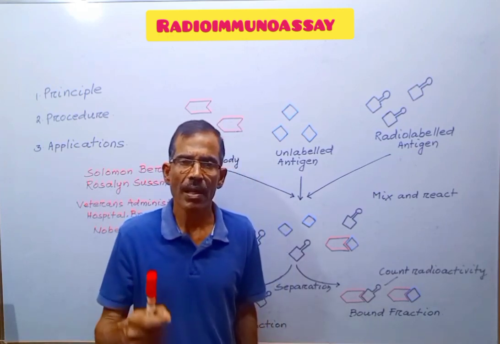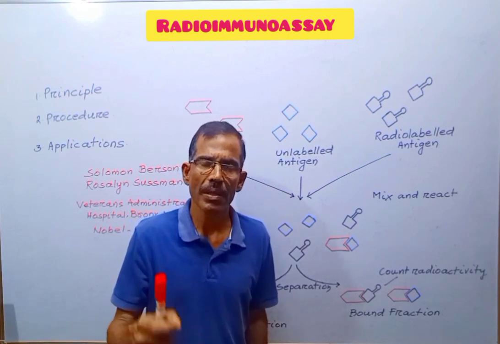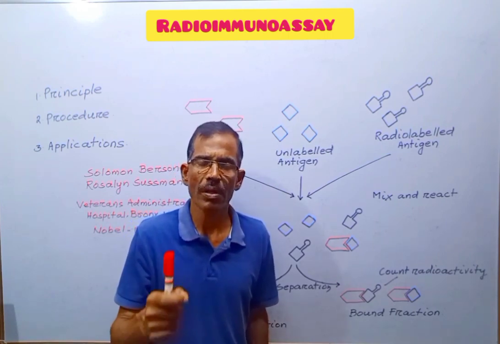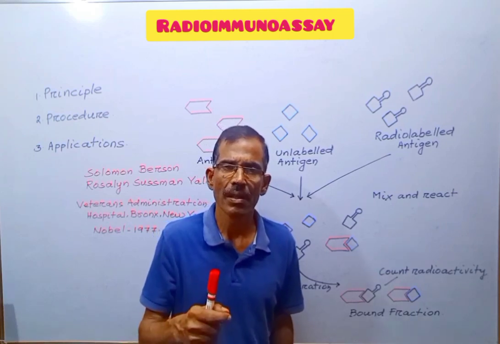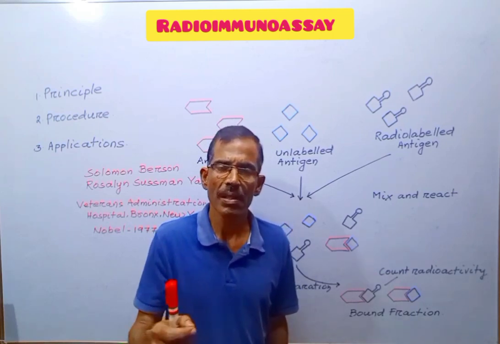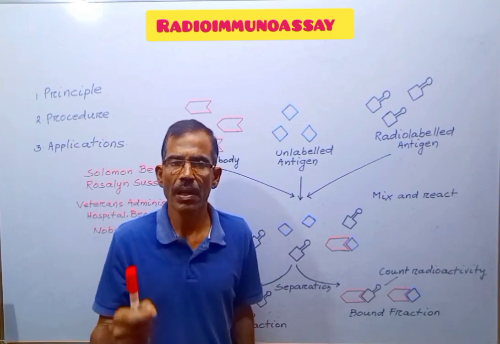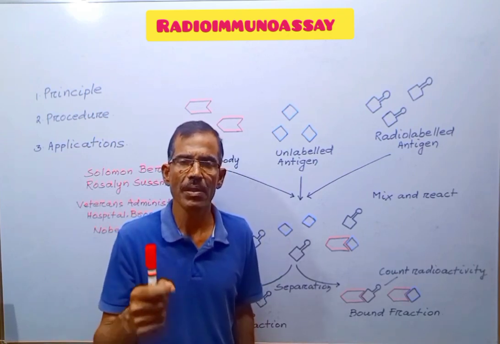A standard curve is then plotted by taking different known concentrations of unlabeled antigen as standards. The amount of antigen present in the sample is then determined from the standard curve.